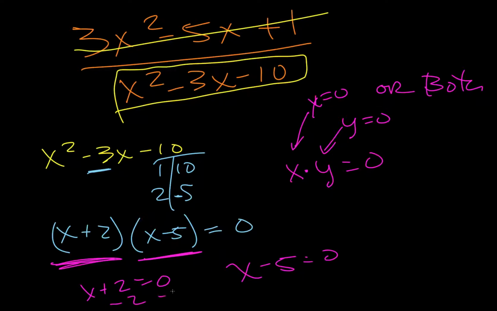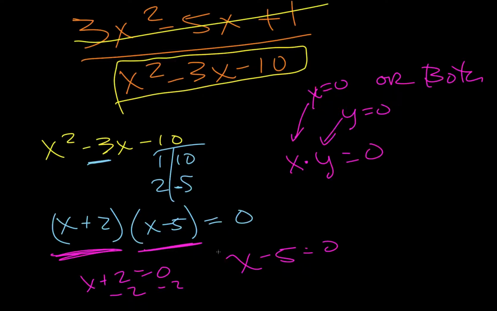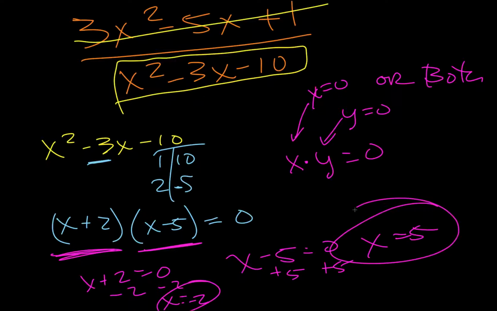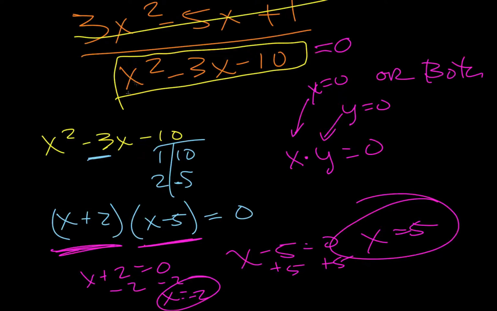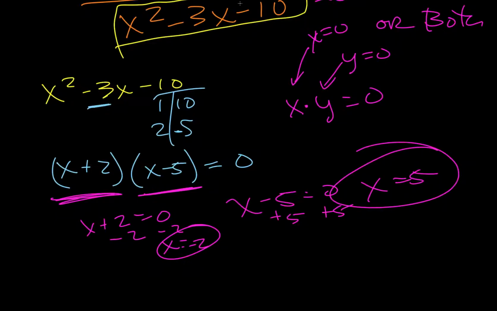So we subtract 2, and x equals negative 2. And then we add 5, and x equals 5. Okay, so those are the two places. If we were to plug in 5 for all these x's and simplify, this would equal 0. If we were to plug in negative 2 for all these x's and then simplify, it would equal 0. Once again, the top doesn't matter. We're only setting the bottom equal to 0. Okay, let's try one more of those.